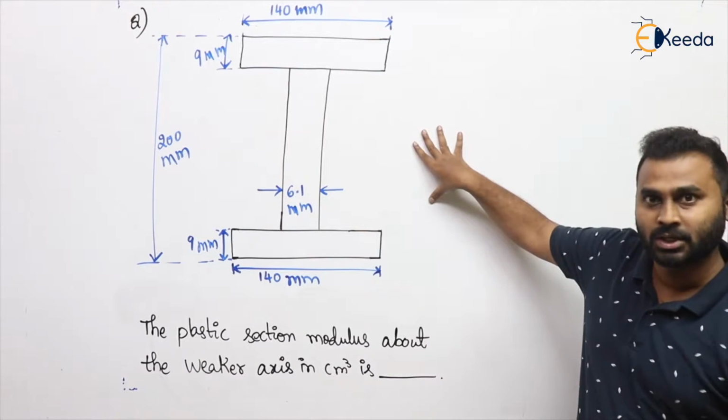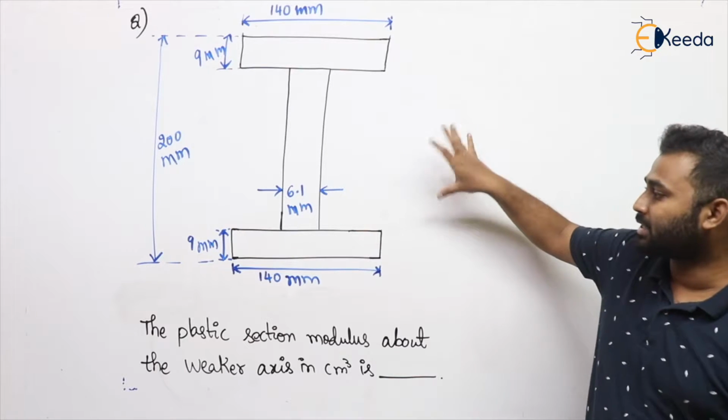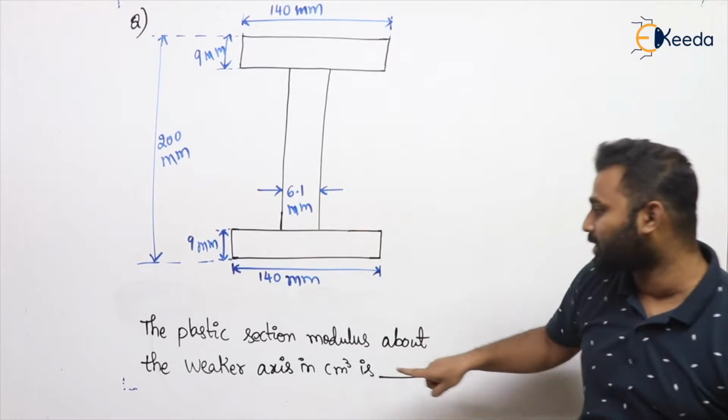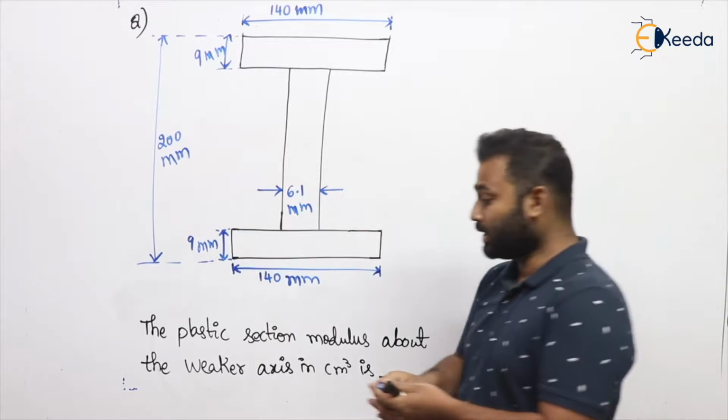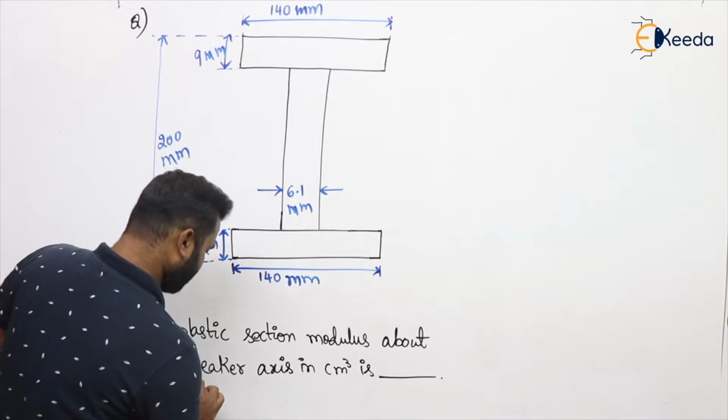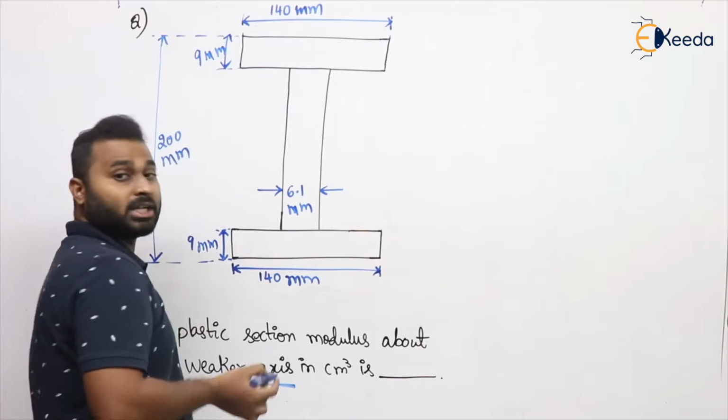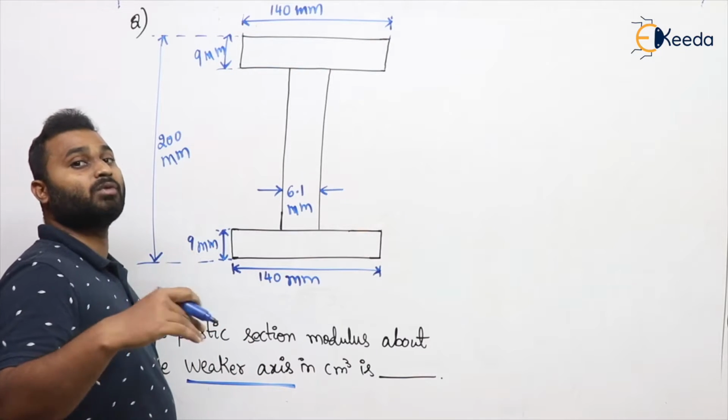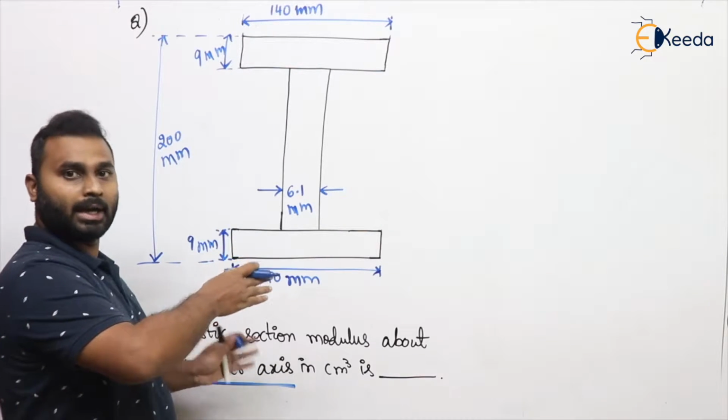Basically, this is an I section. An I section was given in this question, and it is asking for the plastic section modulus about the weaker axis. This is the important point to be noted: weaker axis. What is the weaker axis and what is the stronger axis? We know. Here also I'll explain it again.